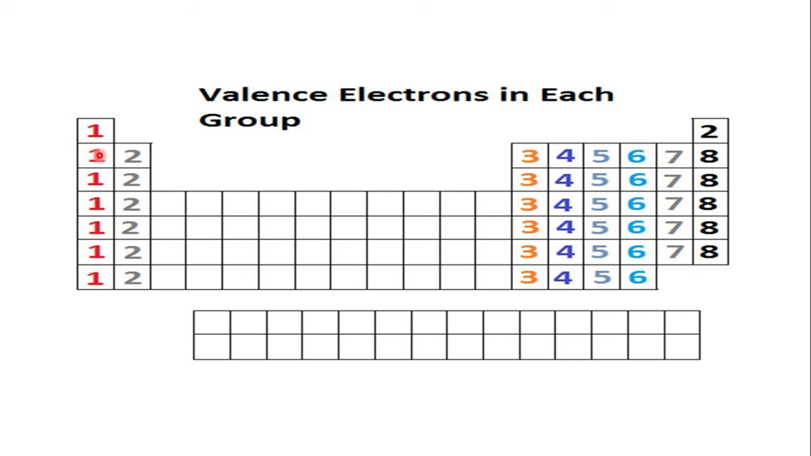So now you see the valence electrons in the first column. All the elements in the same column have the same number of valence electrons. In the second column all the elements have 2 valence electrons. In the third column they all have 3 valence electrons, and so on.